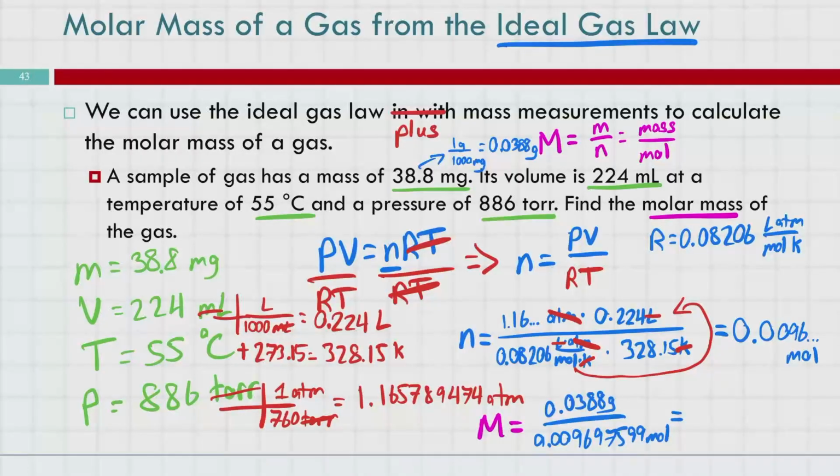What are the units for molar mass? Grams per mole. Nothing cancels, so it's grams per mole. 0.0388 divided by the number of moles we got. We get a value that's very close to 4 with 3 significant figures. Rounds up to 4, down to 4.